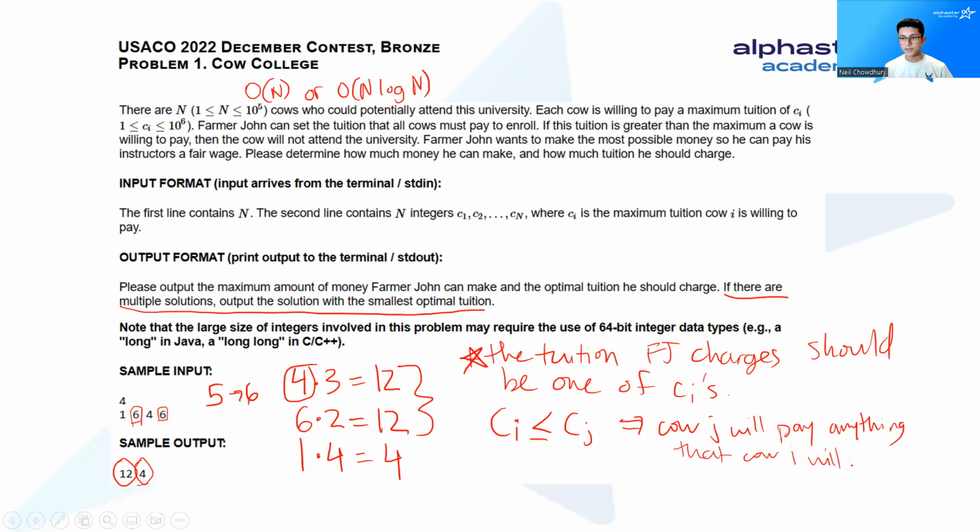So the reason this is super useful is because we want to count the number of cows that will pay any given tuition. And this gives us the idea to sort the list of CIs, and then check what tuition we should choose, and then check if a given cow will pay a tuition, then all cows after it will. So to illustrate this idea, let's take the sample input.